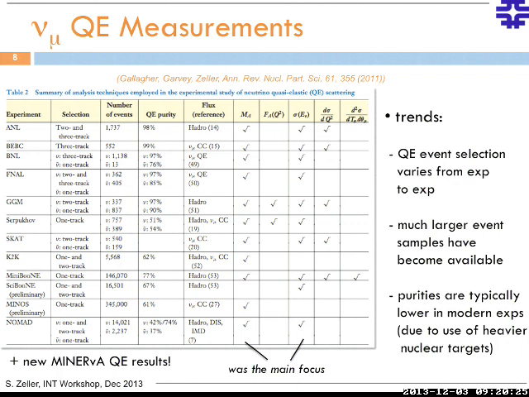There was also a lot of focus on measuring the cross-section as a function of energy. And now in modern day experiments, we're trying to push the envelope and measure, for example, double differential cross-sections in terms of final state particle kinematics, and we'll talk about that in reference to the MiniBooNE results later.